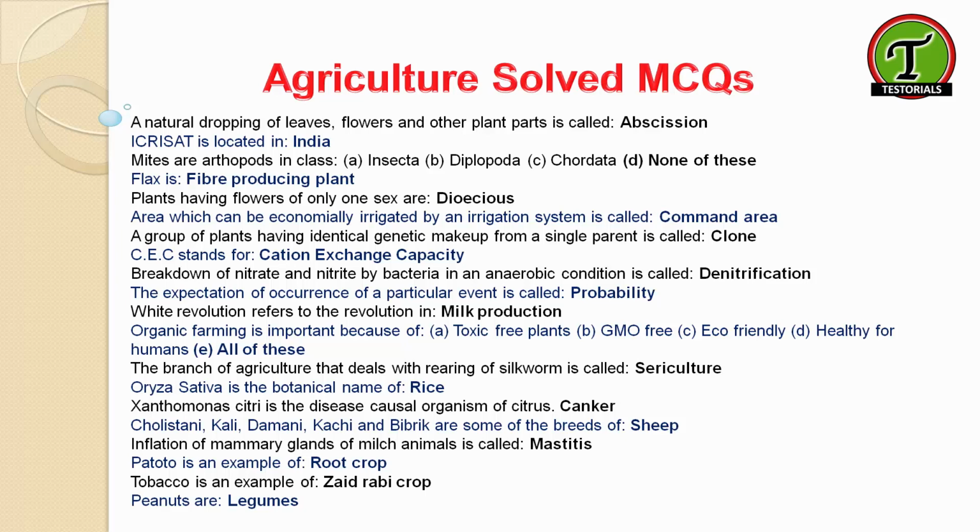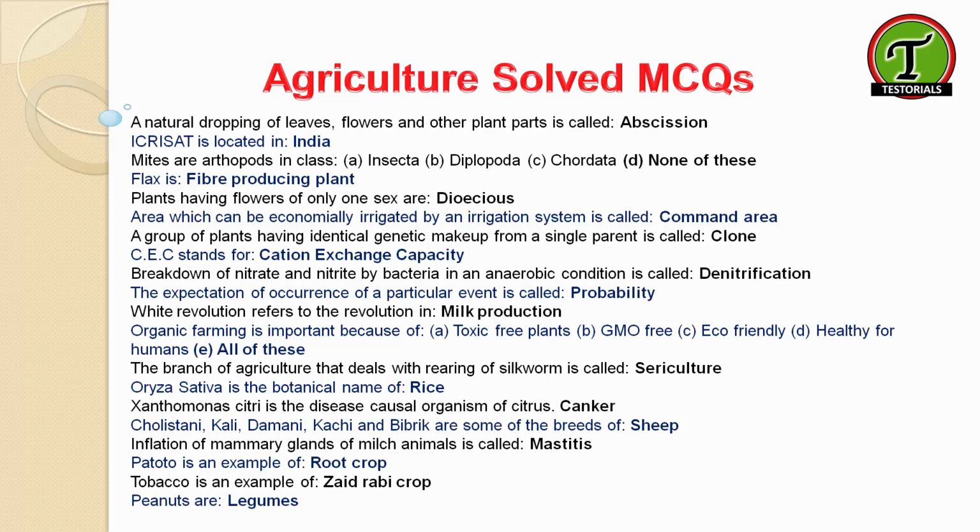132. Organic farming is important because of a. Toxic-free plants, b. GMO-free, c. Eco-friendly, d. Healthy for humans, e. All of these. 133. The branch of agriculture that deals with rearing of silkworm is called sericulture. 134. Oryza sativa is the botanical name of rice.